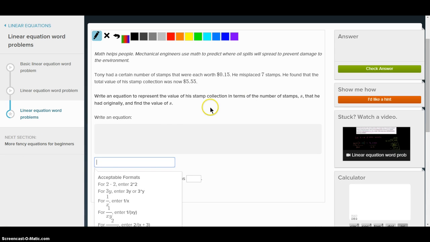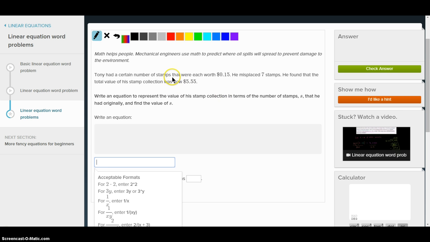Okay, so let's do another one. Alright, Tony had a certain number of stamps that were worth 15 cents. He misplaced 7 stamps. He found that the total value of his stamp collection is now $5.55. Okay, so we're going to write an equation to represent the value of the stamp collection in terms of the number of stamps that he had originally.